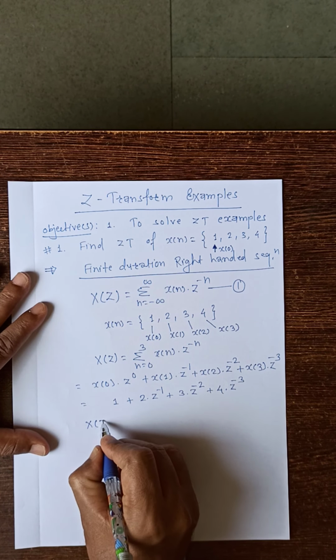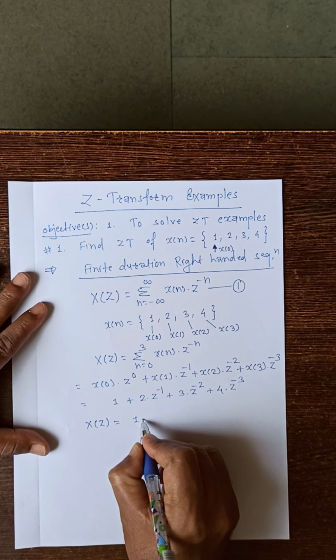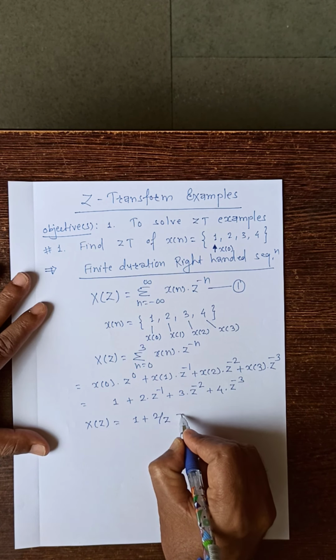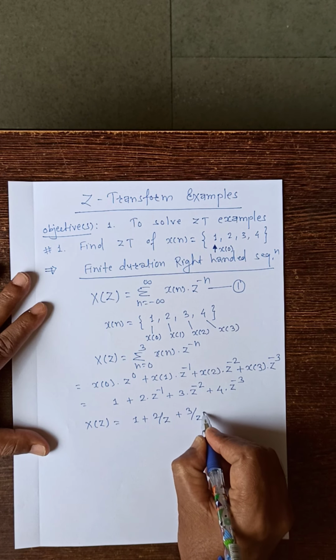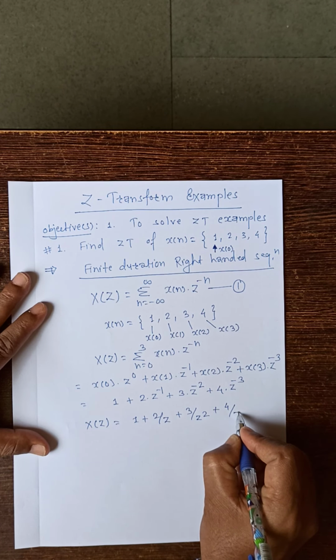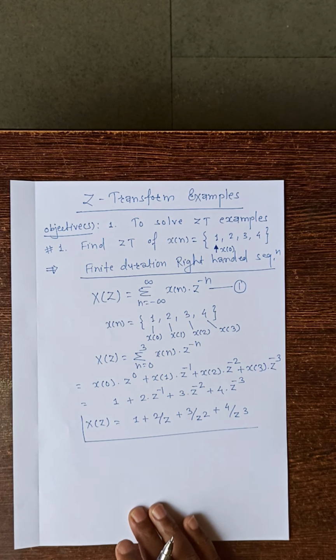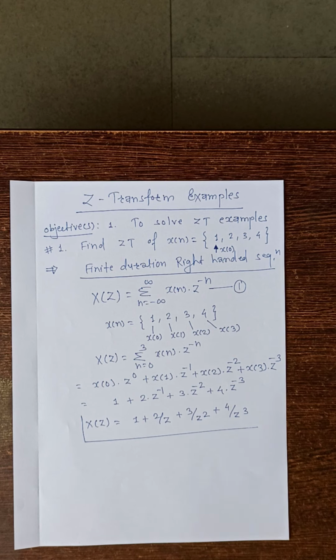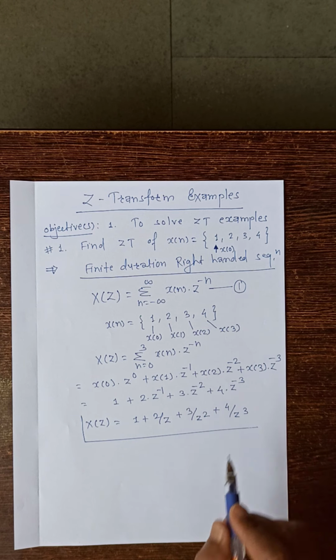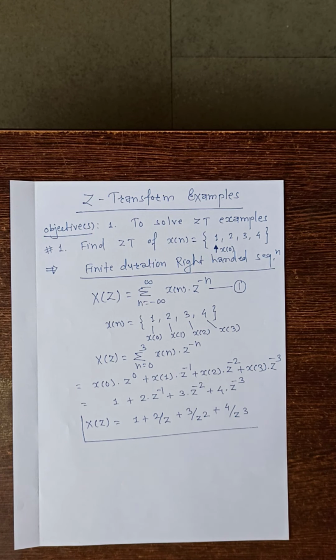So we can write X(z) equal to 1 plus 2 by z plus 3 by z square plus 4 by z cube. So this is the Z transform of the given finite duration right-handed sequence. Now just see here, we have to check the values of z so that this X(z) is finite.